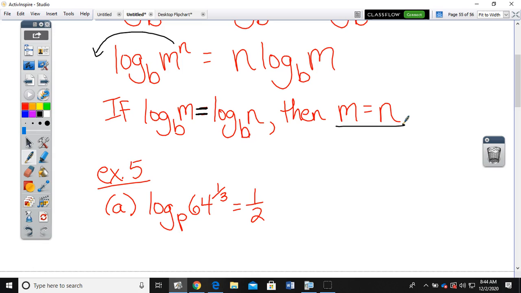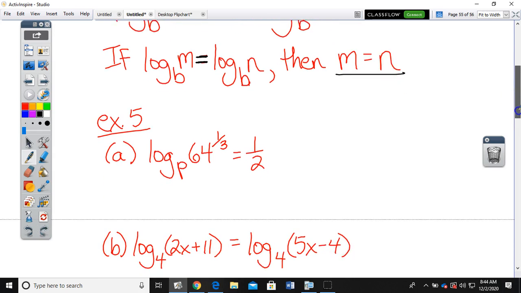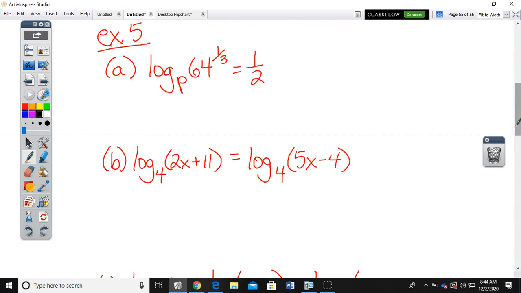All right? So example 5 here, we have just never taught that. Half of math is making things look the same on both sides.